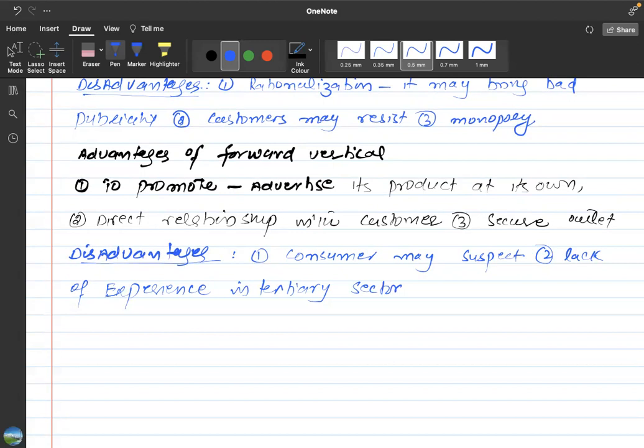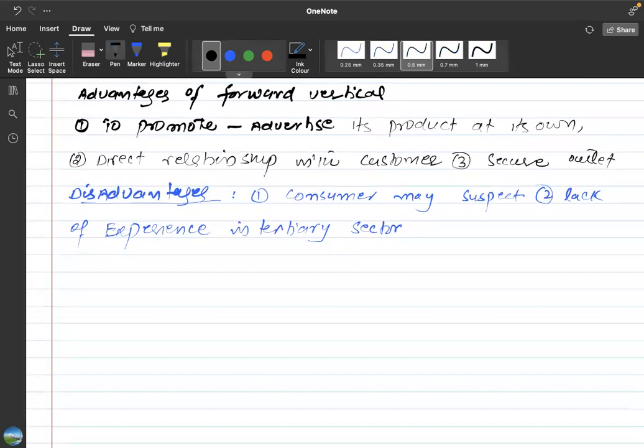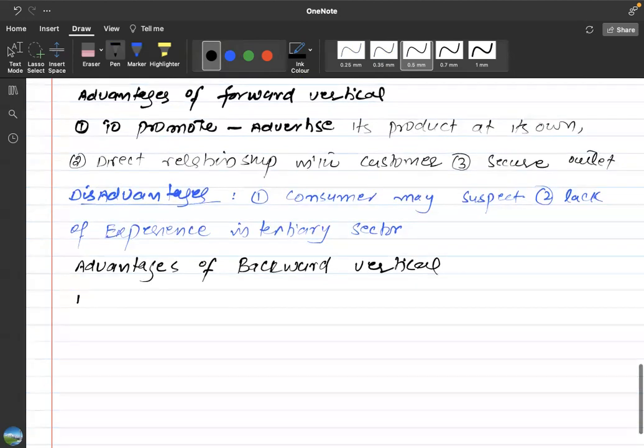Coming back to the advantages of backward vertical integration, we told you earlier that in backward vertical integration, the industry is the same, but one business belongs to the previous level of operations. Advantages of backward vertical integration. First of all, it gives you control over the supplies now. And there are lots of benefits of taking over the control over the supply.